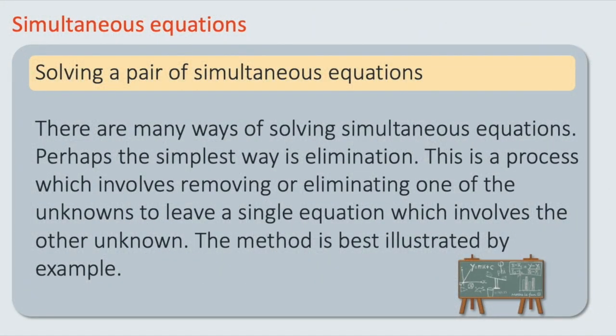Solving a pair of simultaneous equations. There are many ways of solving simultaneous equations. Perhaps the simplest way is elimination. This is a process which involves removing or eliminating one of the unknowns to leave a single equation which involves the other unknown. The method is best illustrated by the following example.